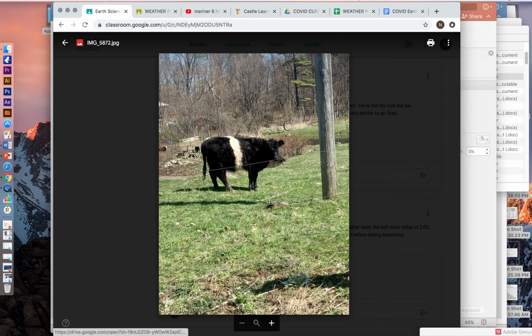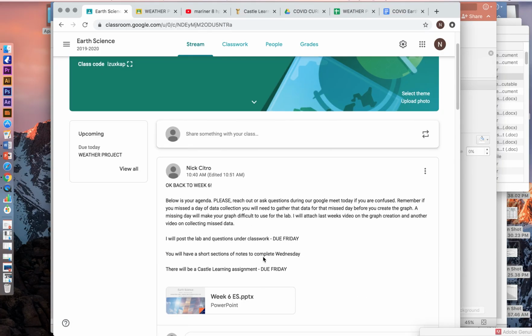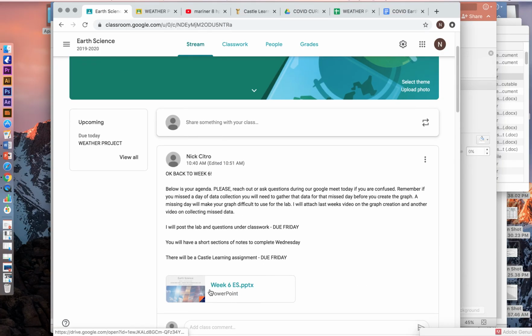Holy cow! It's my friend Oreo. We frequently visit him on our way to go fishing. He is awesome and looks a lot like an Oreo. So enjoy him.